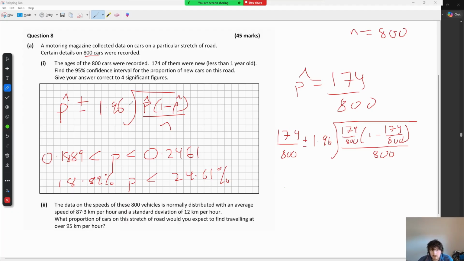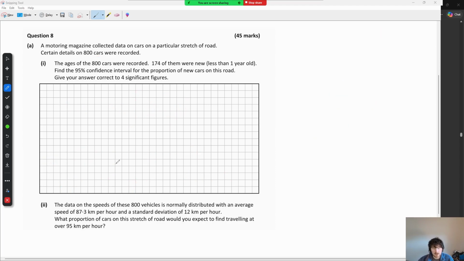Right, so that was easy. That was the gimme. Now the part 2 was not. The part 2 is tricky, okay? The data on the speeds, now we're talking about speed data, not how old the cars are, right? So we might need this stuff in red, okay? The data on the speeds of the 800 vehicles is normally distributed with an average of this, right?